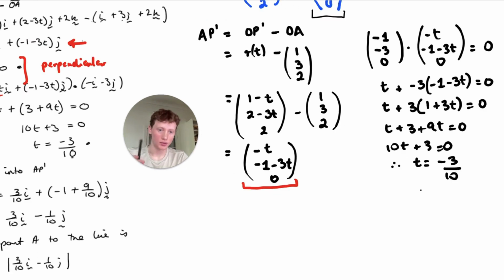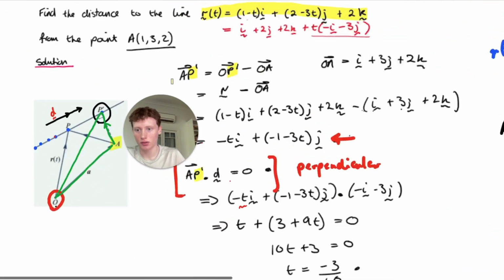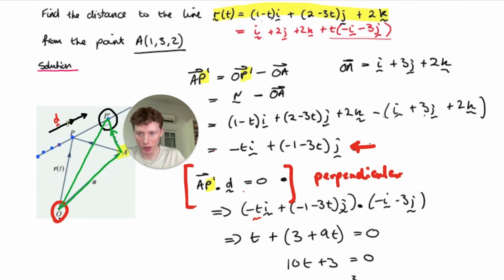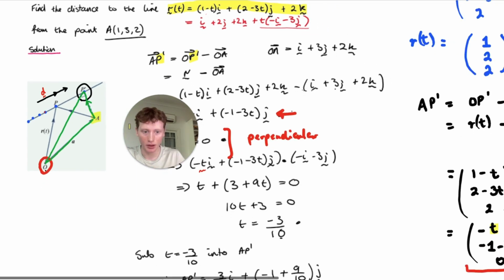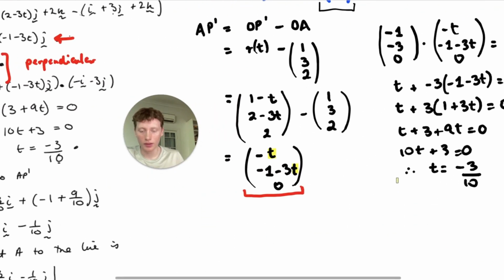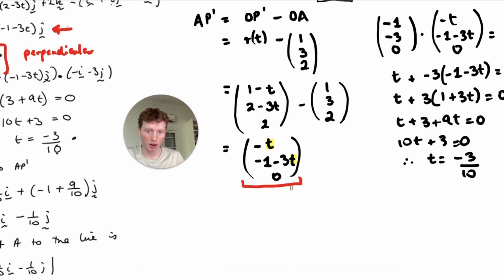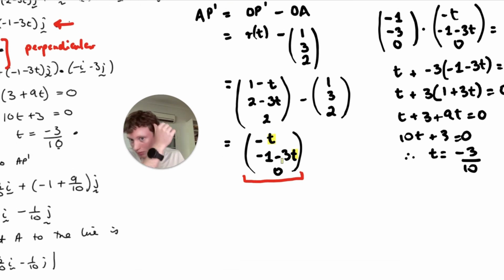And okay, what does this mean? Well, what that means is that the t value here for this line, or this vector, A to P prime, which is perpendicular to our original direction vector, will give us the distance perpendicular to the original direction vector. Meaning, if we substitute in negative 3 over 10 into this actual AP vector, what we should get is just the resolution of, okay, this is the actual value of the vector.